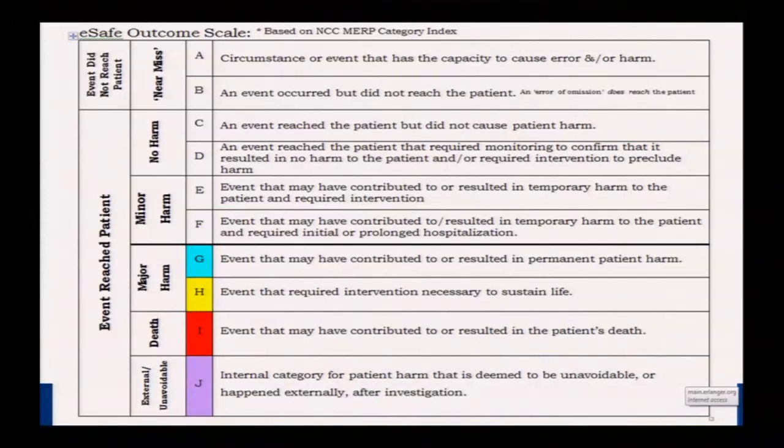But any error that reaches the patient, the ones we really worry about are obviously the G, H, and I events. Those are events that may have caused permanent harm, required a code or other intervention to keep that patient alive, or actually contributed to the patient's death.